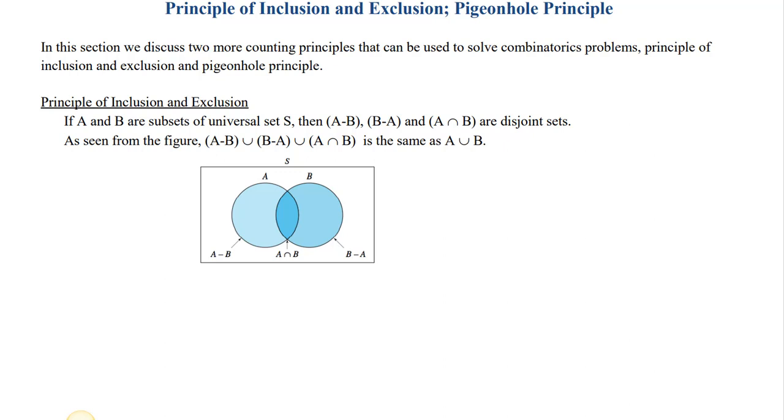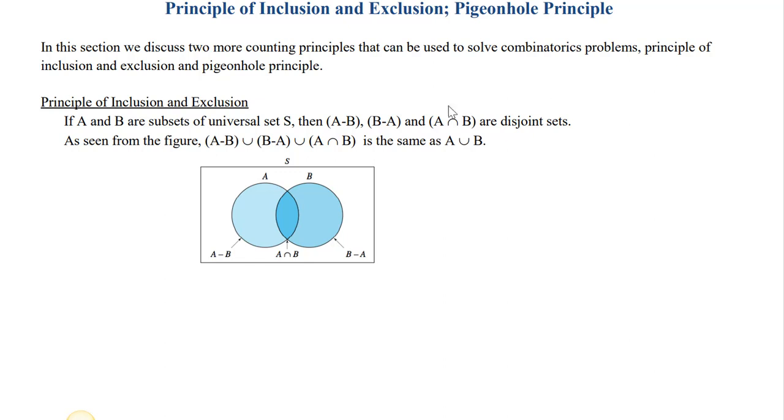Hello, in this section we will discuss the principle of inclusion and exclusion and also the pigeonhole principles. These are very important principles that can be used to solve combinatorics problems. So let's see this Venn diagram.